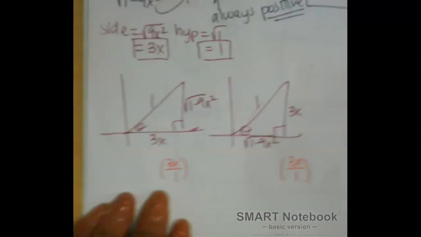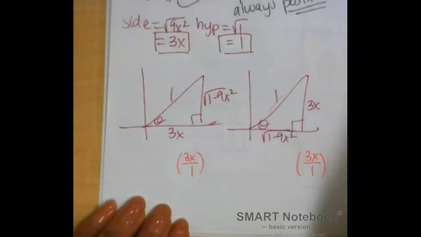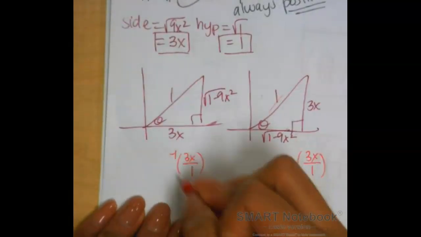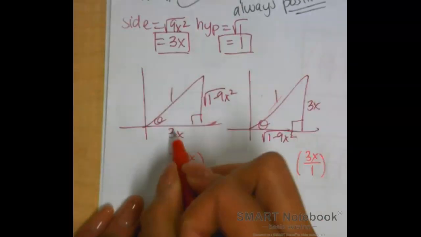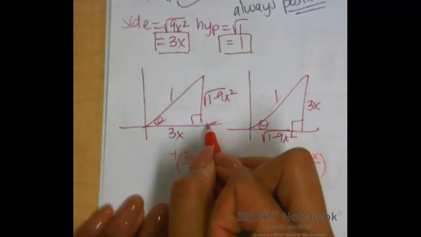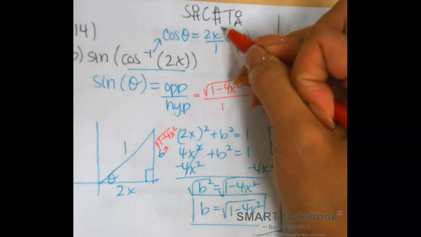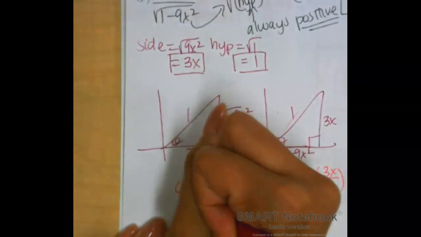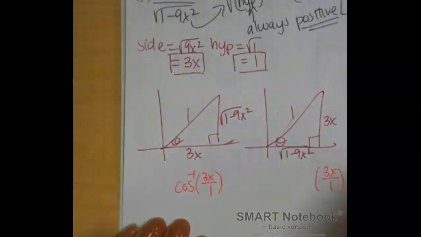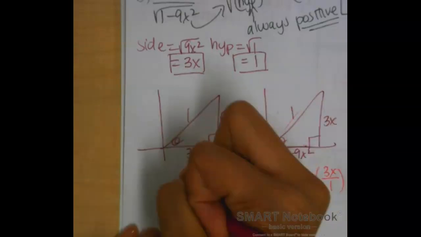All right, so looking back at the first one, I'm focusing on the first one. I need to write the inverse for what this ratio means. Okay, so in this triangle, this ratio represents the adjacent side and the hypotenuse. Let me look back at SOHCAHTOA. Adjacent and the hypotenuse represents cosine. So next to that inverse, I'm going to write out cosine. I'm going to finish this one first before we do the other one.